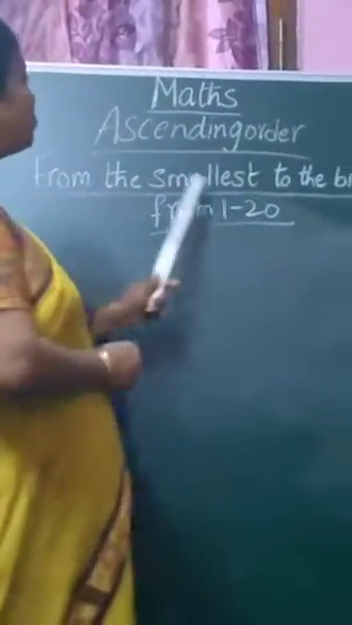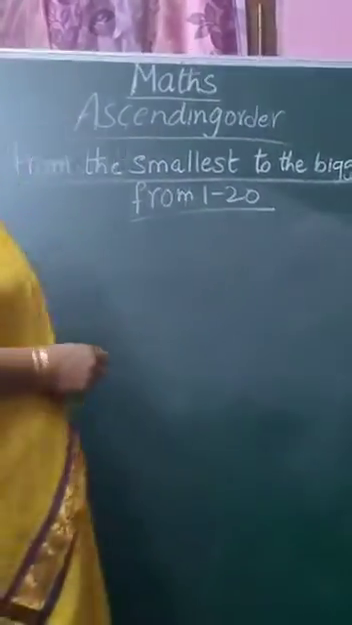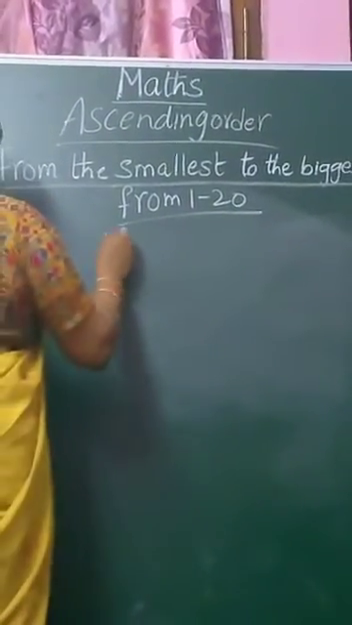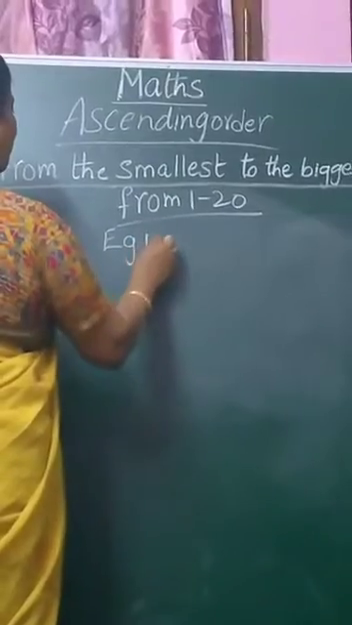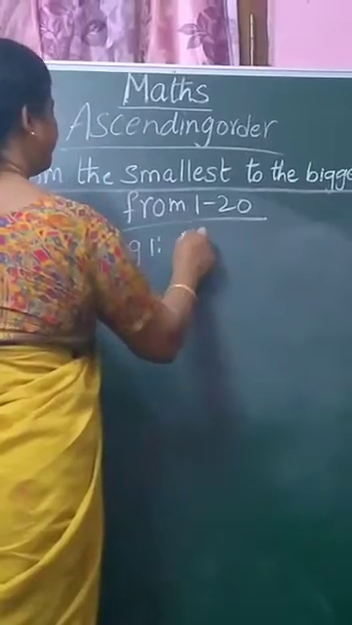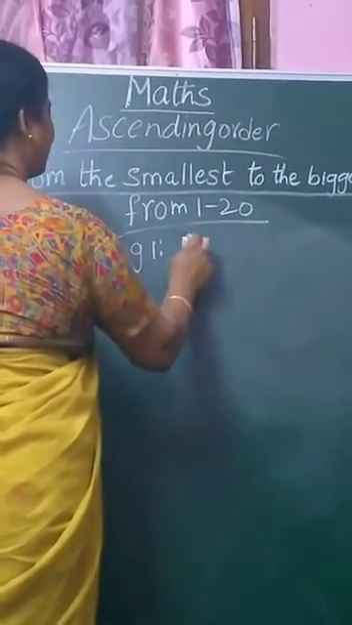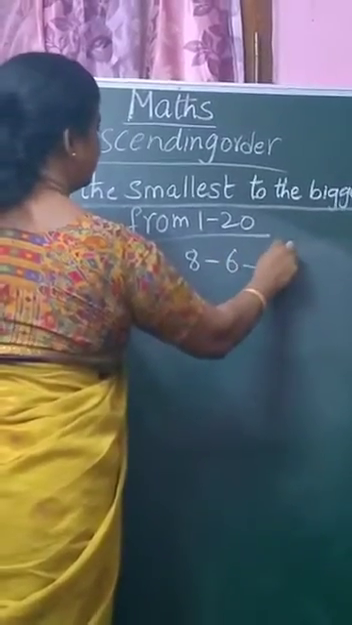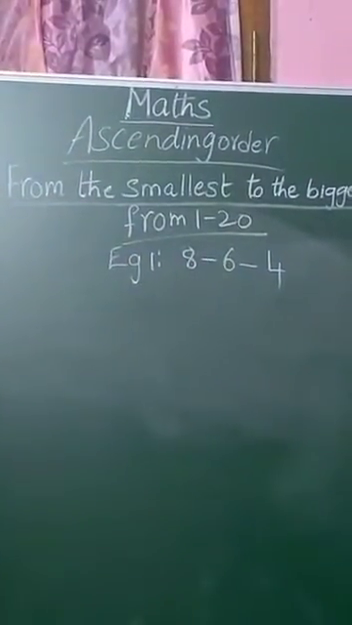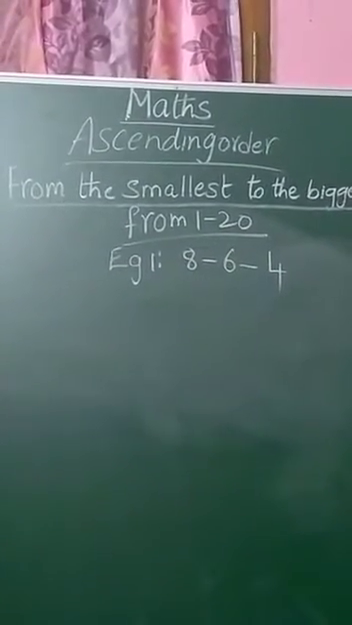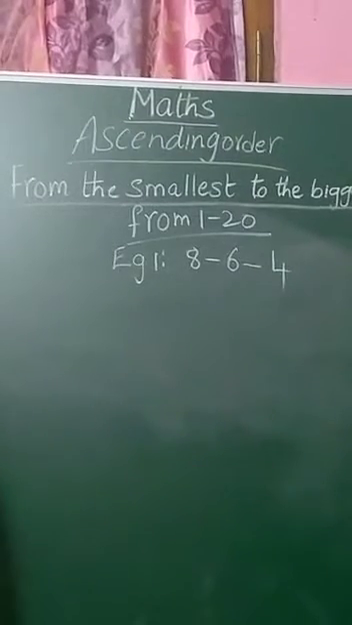Look at the board, from the smallest to the biggest. Look at the board, children. I'll put up on the board from 1 to 20 numbers. I'll teach you ascending order. Look here, children. Here given 3 numbers. 8, 6, 4. After these 3 numbers, which is the smallest one?